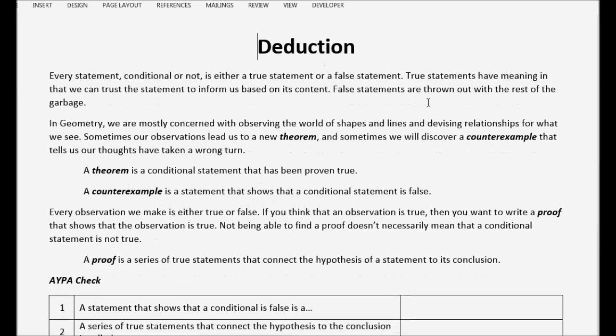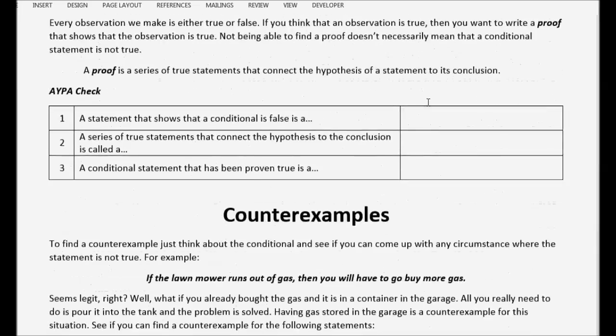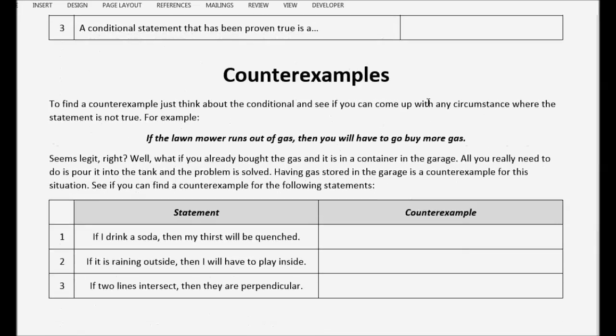Alright, so the first thing we want to talk about is counterexample. To find a counterexample, you want to just think about a conditional statement and see if you can come up with any circumstance where the statement is not true. And so here we have a series of absurd conditionals. For the first one, the example: if the lawnmower runs out of gas, then you will have to go buy more gas. This seems logical, right?